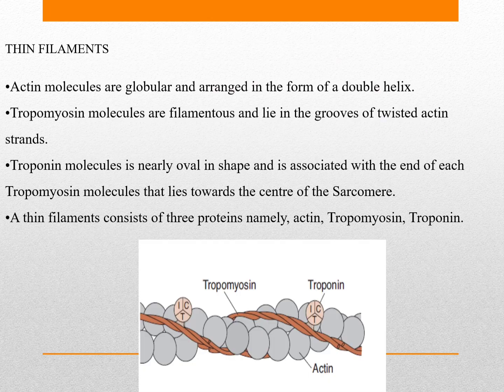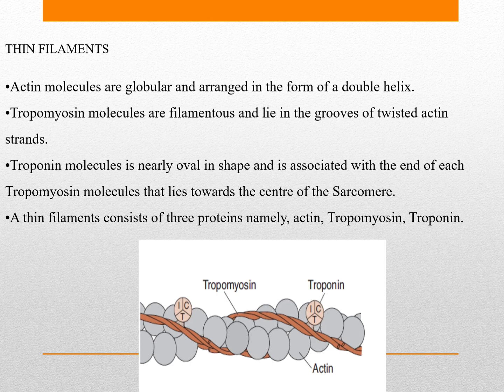Next, thin filaments. The thin filaments are made up of actin, tropomyosin and troponin. Actin molecules are globular and arranged in the form of a double helix. These are actin molecules. Then tropomyosin. These are filamentous structures. They lie in the grooves of the twisted actin strand. Then next, the troponin molecule. It is nearly oval in shape.